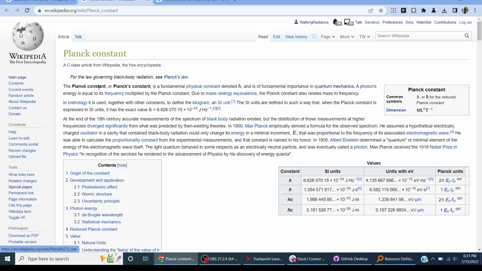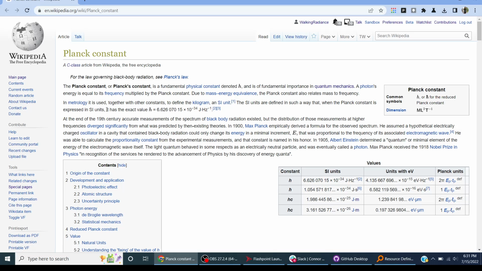The Planck Constant. The Planck Constant, or Planck's Constant, is a fundamental constant denoted by h, and is of fundamental importance in quantum mechanics. Let me just X out quantum mechanics and mathematical foundation of quantum mechanics. And I've recorded the Wikipedia article for quantum mechanics out loud. And is of fundamental importance in quantum mechanics.